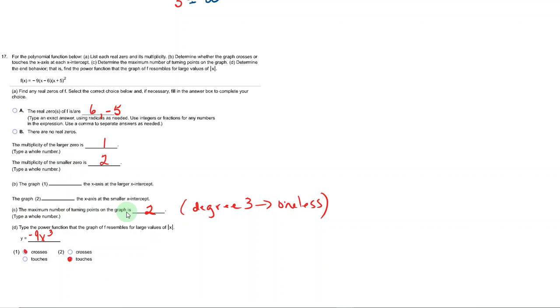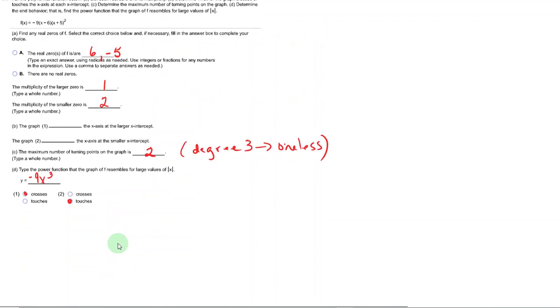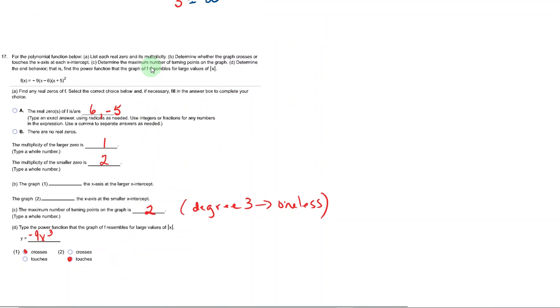Maximum number of turning points. This is a degree 3 because this is an x squared times an x. That gives me x to the third. So we have a degree 3, and it's 1 less than that. Type the power function that the graph of f resembles. So some of these things happen to it, but since it's x cubed, it resembles -9x cubed. Regardless of this changes it, but it resembles this. And I think that gets you going on all your problems for 4.1.